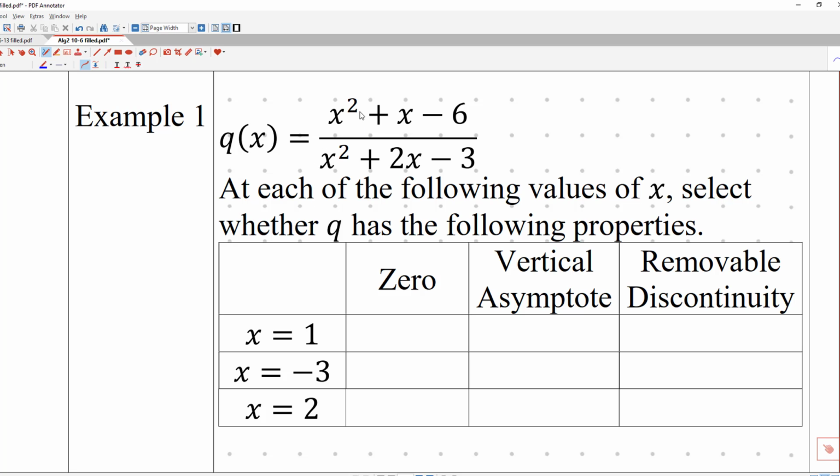Okay, so we have some sort of rational expression, numerator and denominator with polynomials, and I need to figure out at 1, -3, and 2, what do I have? Do I have a 0 there, or do I have a vertical asymptote, or do I have a removable discontinuity? One of those needs to be checked. And the key thing here is you can't have both. I can't say it's a 0 and a removable discontinuity. It's one or the other.